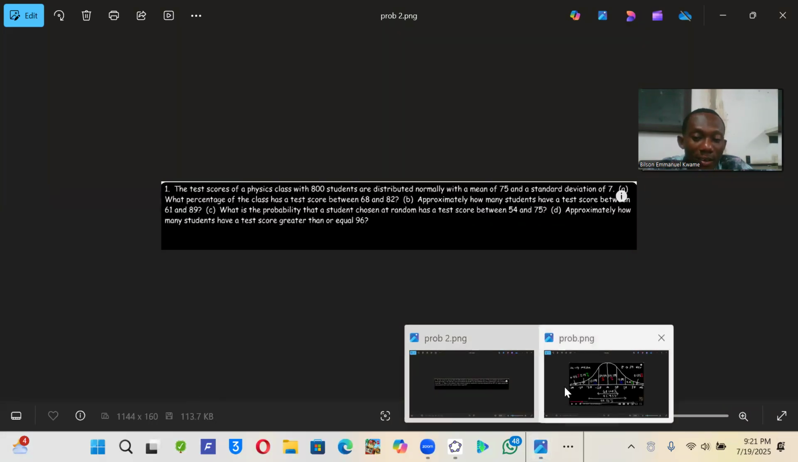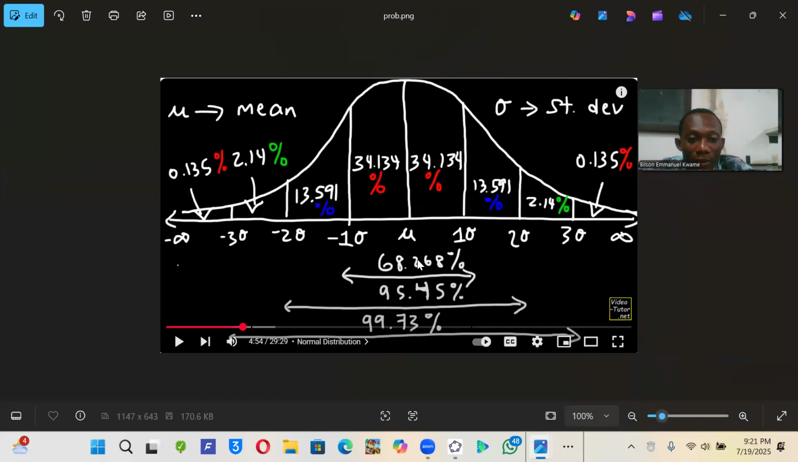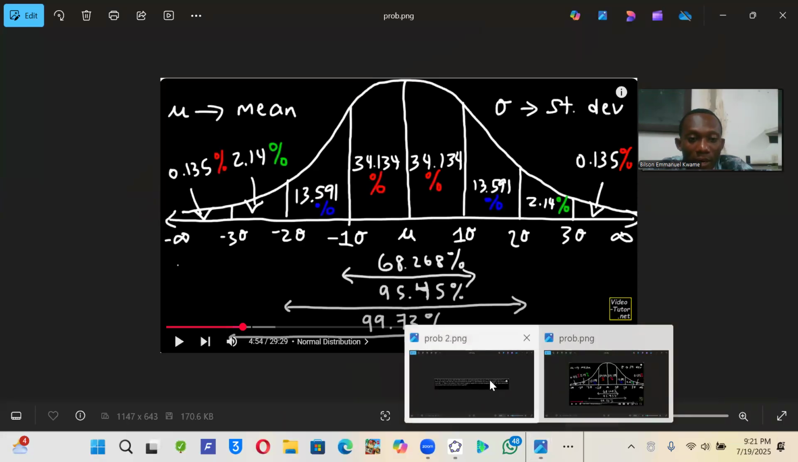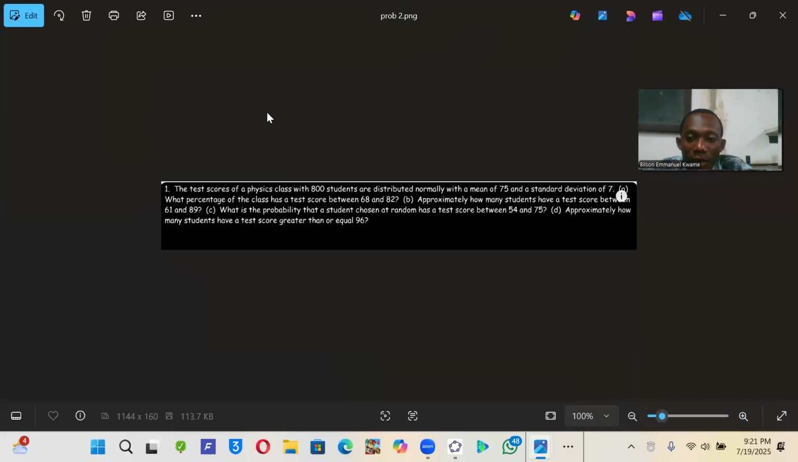Anyways, these pictures are not mine, right? I took them from Organic Tutor, so I have to reference him. That is where I got the questions from. So this is the question that I want us to solve.